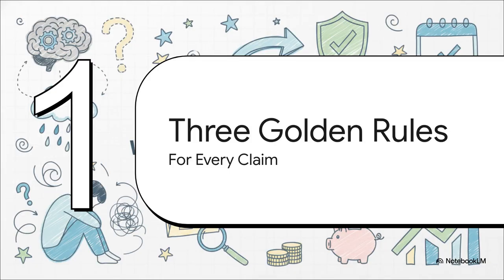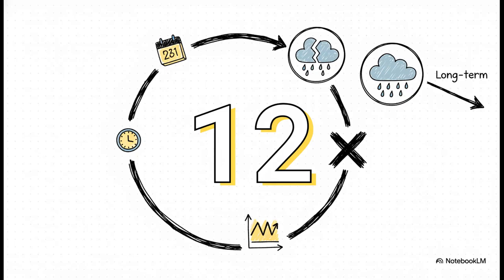So, we've gone through the A, B, and C filters. But before we finish, let's zoom out and cover 3 golden rules. These apply to every single claim, no matter which path you end up taking. First golden rule, the 12-month rule. This is a big one.